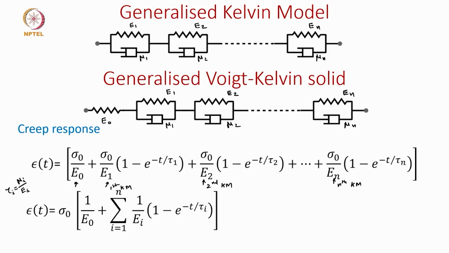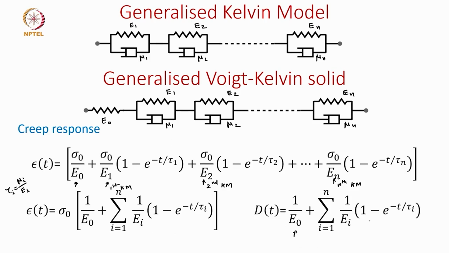From the strain response, we should be able to write the creep compliance given as D of t. We simply need to remove this sigma naught, and then we have this first term from the free spring and the rest coming from each of the Kelvin models.